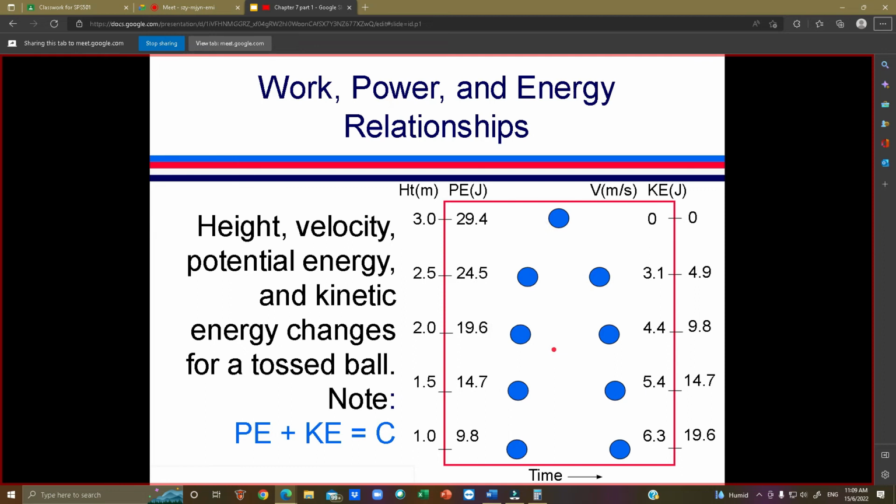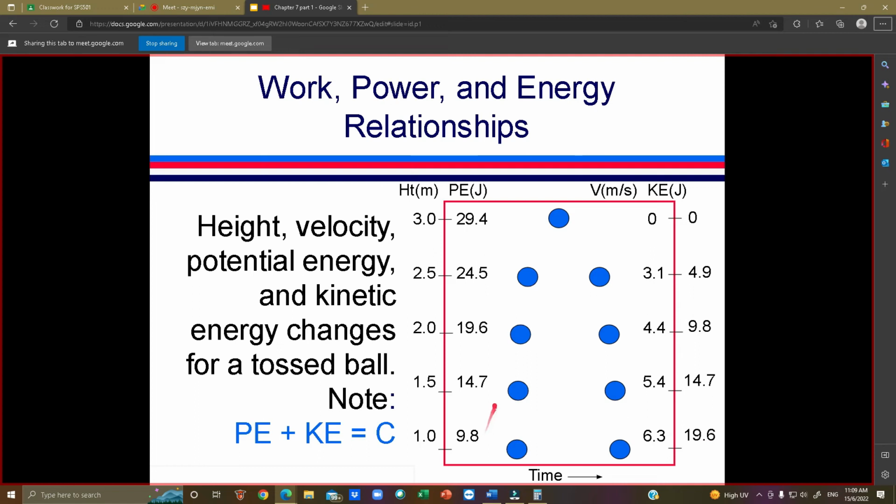And the amount of value, if you add on, you are going to get 29.4. Itulah principle of mechanical energy conservation. Example, okay, kita tengok sini. 29.4 at 2.5. 24.5 times with 4.9 plus 4.9, 29.4. 19.6 plus 9.8, 29.4.